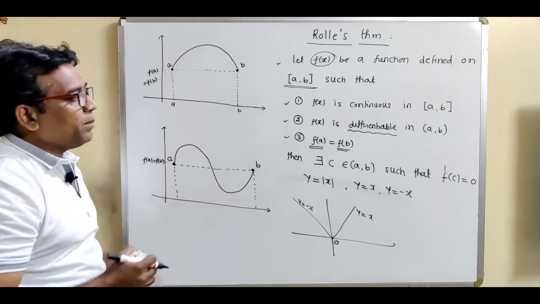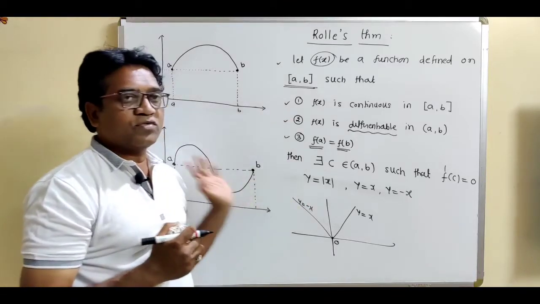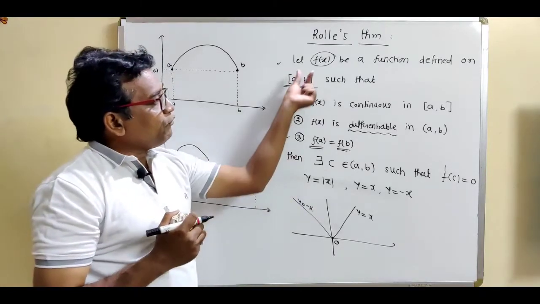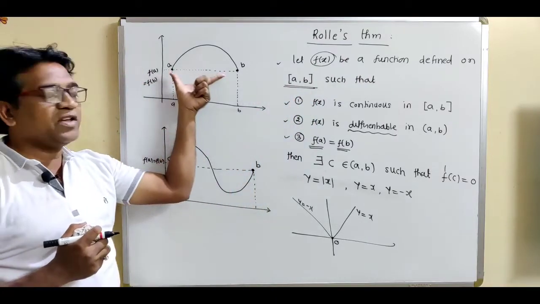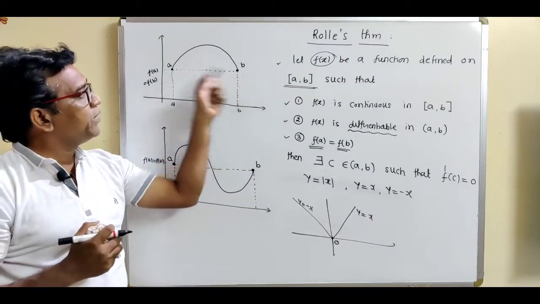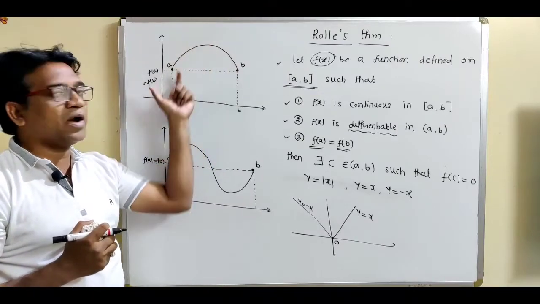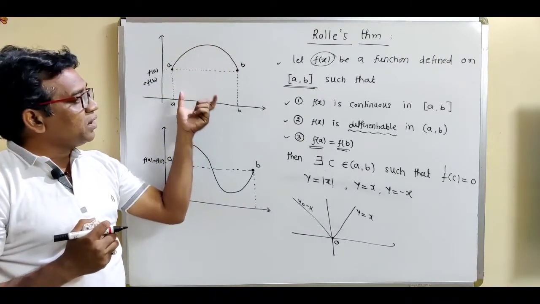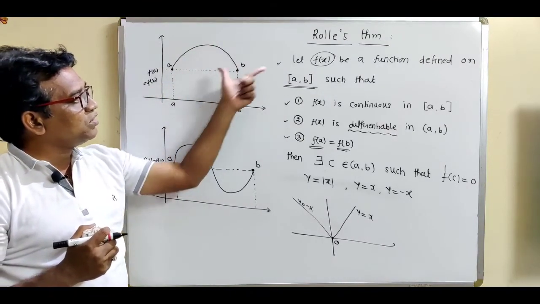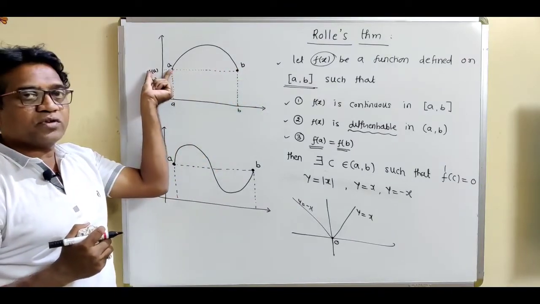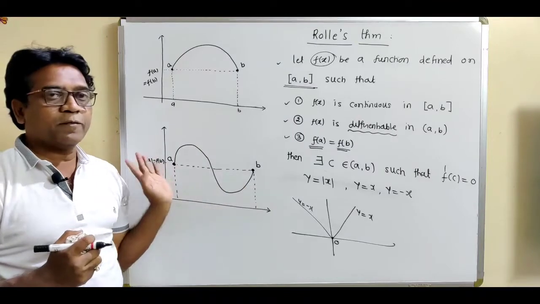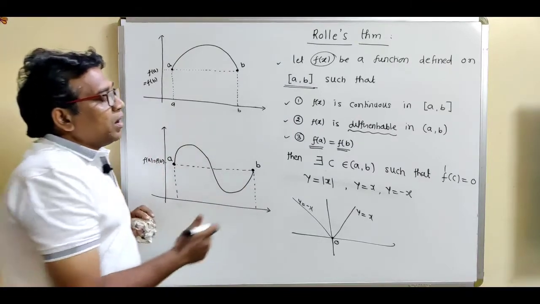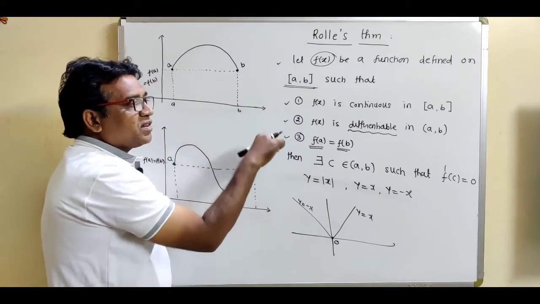So first of all, remember these three conditions of Rolle's theorem. The function is defined in the closed interval [a, b], which means this is the limitation of the graph. The graph should lie in between a and b. The graph does not lie in this portion or this portion. The graph should lie in between a and b.